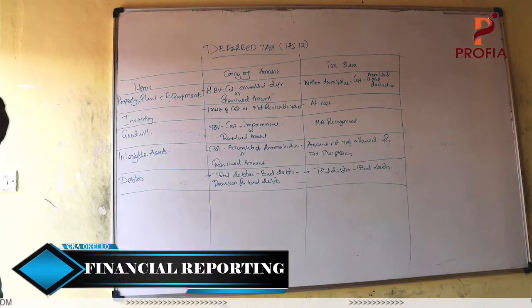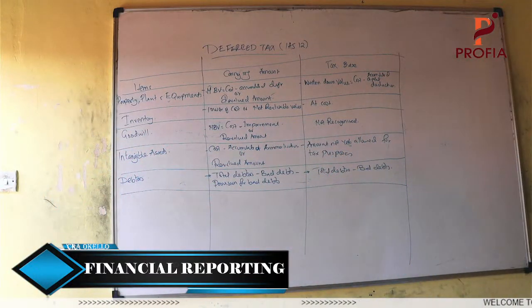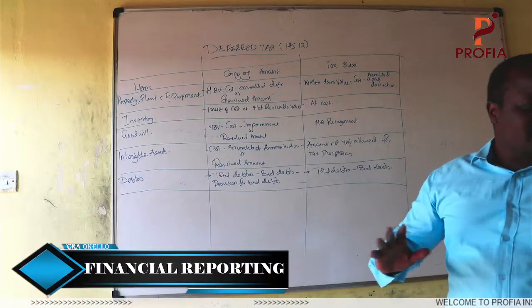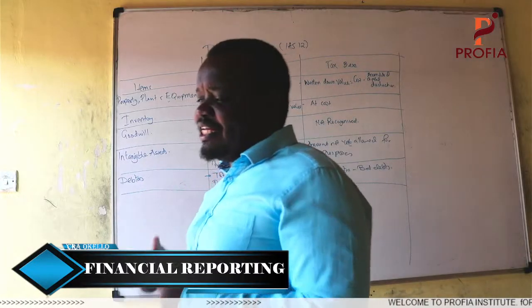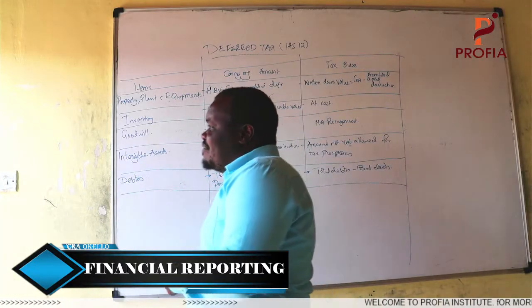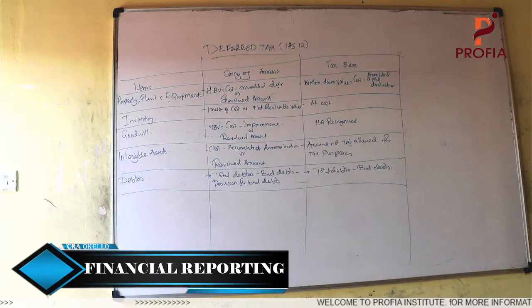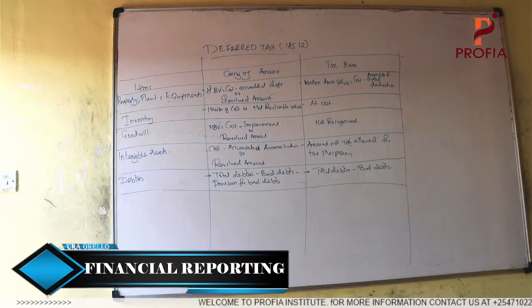Taxable temporary difference. I always view deferred tax from the taxable temporary difference point of view, so that you don't confuse yourself when you're doing calculation. So the definition I'm going to use is, vice versa, the deductible one. This gives rise to deferred tax liability.